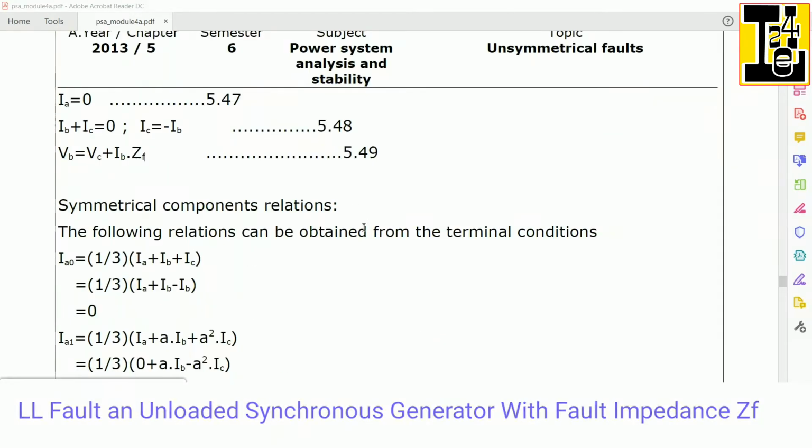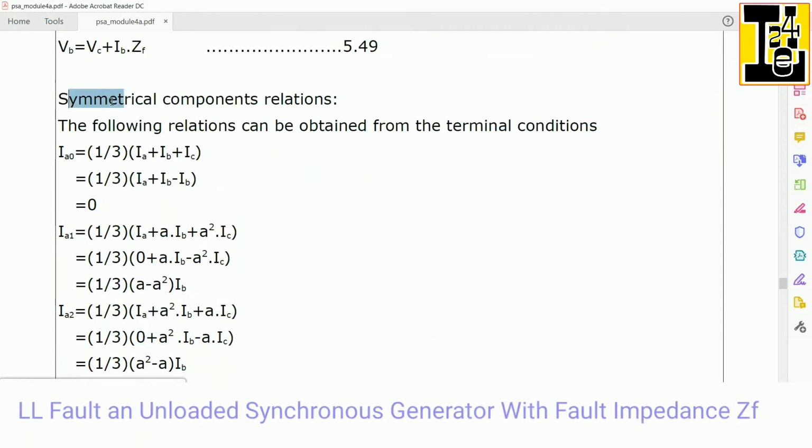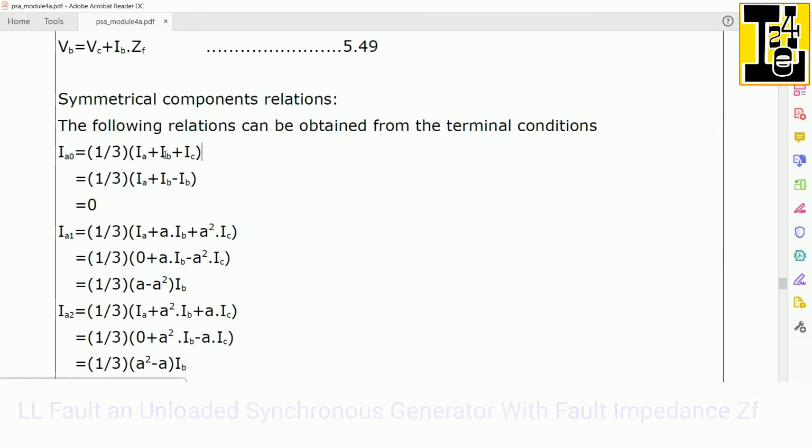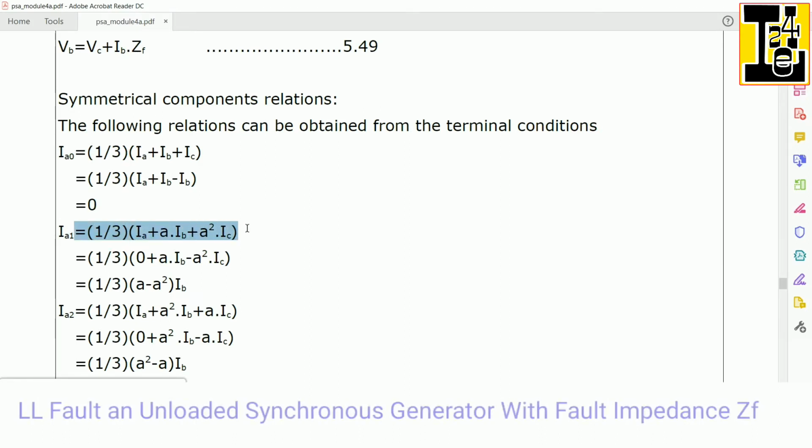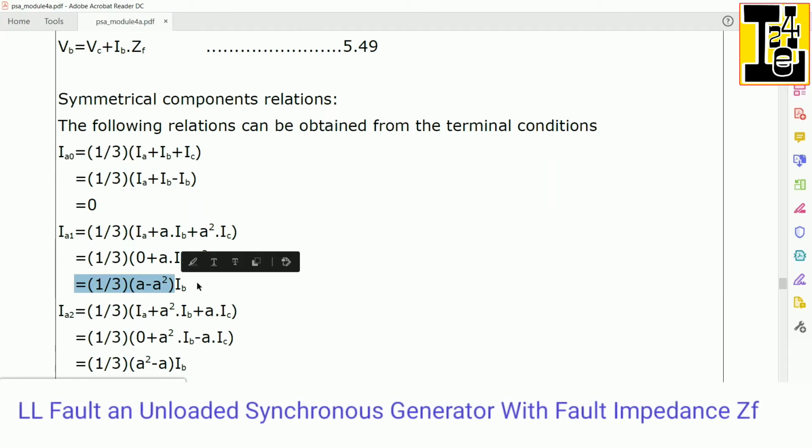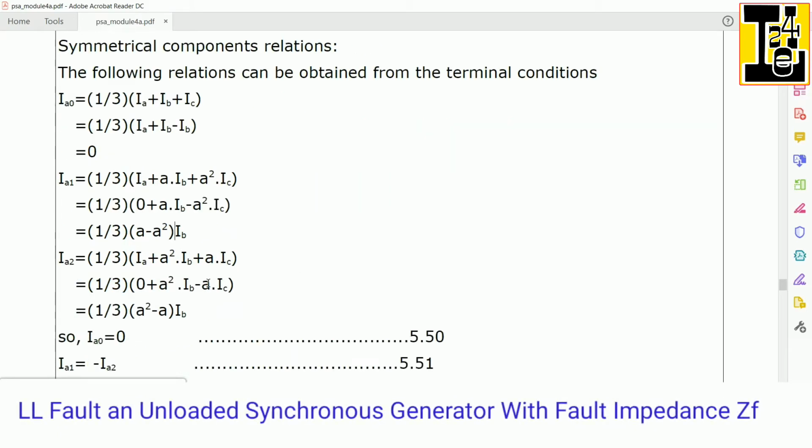So with these terminal conditions, we are able to write the symmetrical component relations. We have a standard equation for the zero sequence current in terms of the line currents, IA0 equals 1 by 3 into bracket IA plus IB plus IC. We will get IA0 is equal to 0. Finding the expression for IA1, that is equal to 1 by 3 into bracket IA plus A IB plus A square IC. Substituting the terminal conditions which are obtained, we will get IA1 is equal to 1 by 3 into bracket A minus A square into IB.